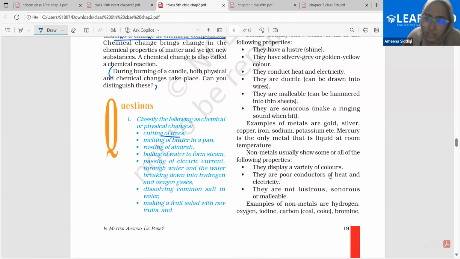So cutting of trees, physical. Melting of butter in a pan. Physical. Rusting of almirah. Chemical. Boiling of water to form steam. Physical. Steam is still H2O. Physical or chemical? Ma'am, steam is also H2O, right? Water vapor is still H2O. So what should it be? Physical, right? Okay. Passing of electric current.